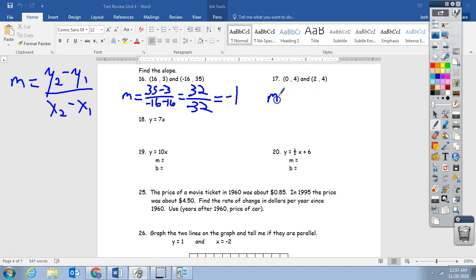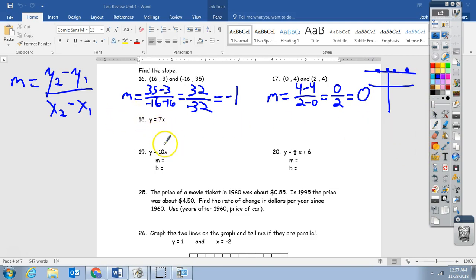On this one, you had 4 minus 4 over 2 minus 0. 4 minus 4 is 0. 2 minus 0 is 2. That's 0 over 2, which is 0. This one is a horizontal line. If you look at the points, the y values are the same. That would mean that my y values are 4 for both of them. My y values will be 4 the whole time, which makes a horizontal line.